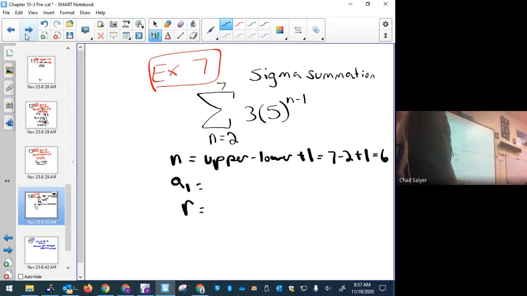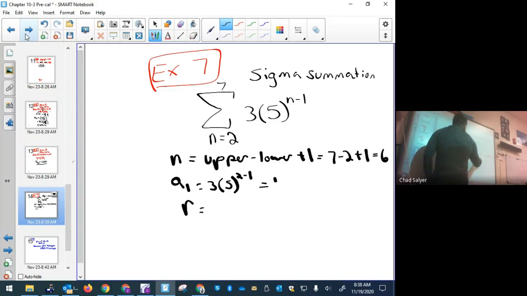So that's 7 minus 2 plus 1, or 6. A sub 1, we need to plug in that first term. So that's 3 times 5 to the 2 minus 1. We plug in whatever this first value is here for n to get this. So 2 minus 1 is 1, so that's 3 times 5, or 15.